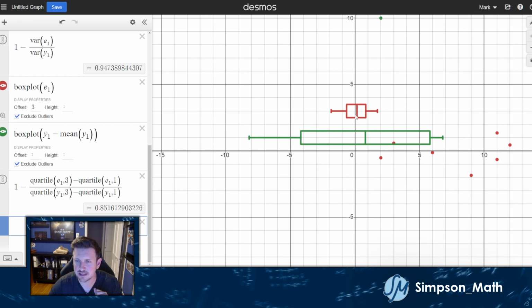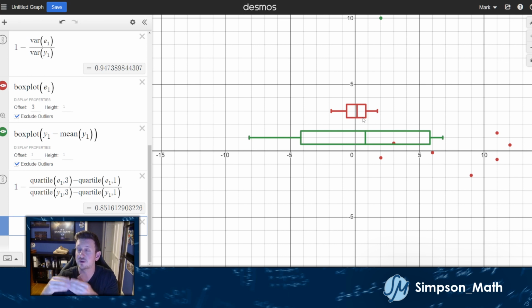So there's like 85% of this green box that is not covered by the width of this box. Basically the width of this red box is just 15% of the width of this green box. Let me say that again. The width of this red box is just 15% of the width of this green box. That means 85% of this green box is not dealing with the width of this red box. What R squared does, it's not just counting the quartiles, it's using every data value.